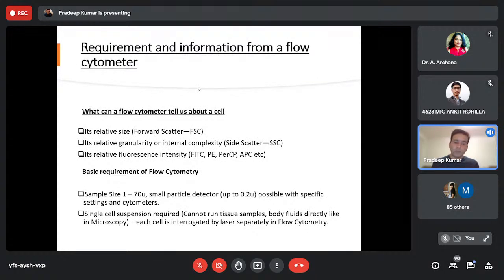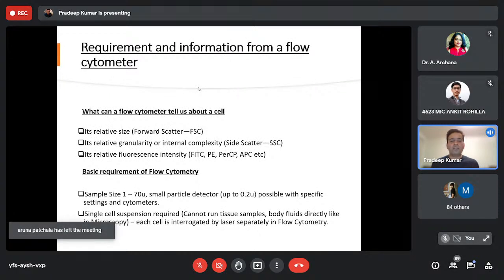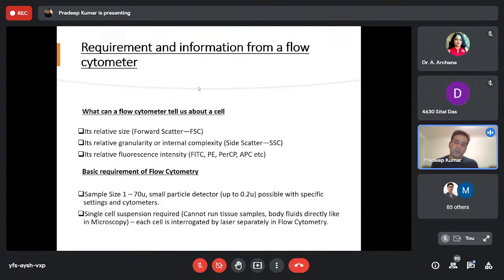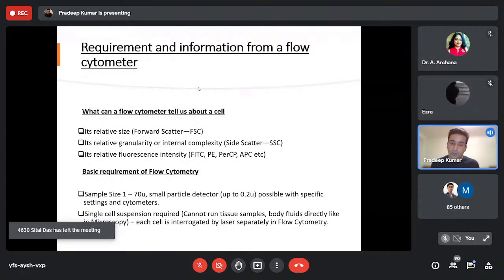Now, the basic requirement of flow cytometry is that you are able to prepare a single cell suspension from anything, whether it is tissue samples, body fluids, or even marine samples. If you are able to prepare a single cell suspension out of it, you can run it in a flow cytometer, if it is within the size of 1 to 70 micron. But there are some small particle detector options as well, which can go down to 0.2 micron. An example of this is nanoparticle studies by flow cytometry.